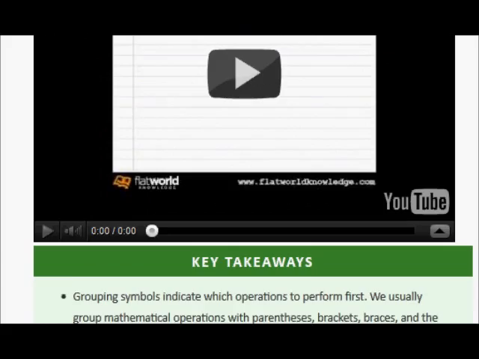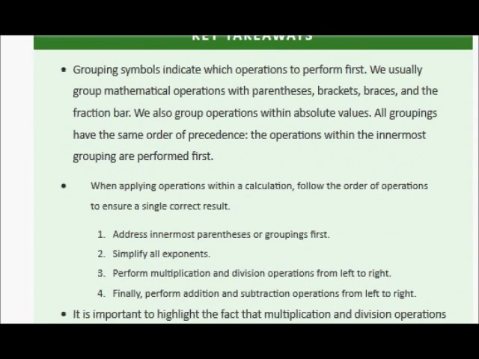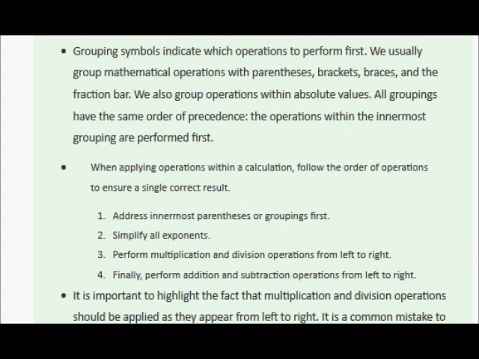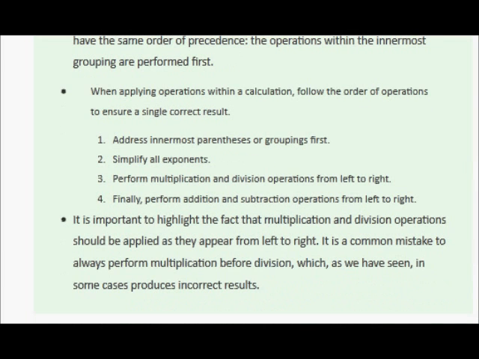So what did we learn in this section? The grouping symbols tell you which operations to do first. We hit up the parentheses, brackets, braces, and fraction bar, as well as absolute values first. We do those inside out. And then that's all the P in the PEMDAS acronym. Okay, so P is first, then exponents. Multiplication, division, left to right, then addition, subtraction, left to right, or this could be division and multiplication, left to right, subtraction, addition, left to right.